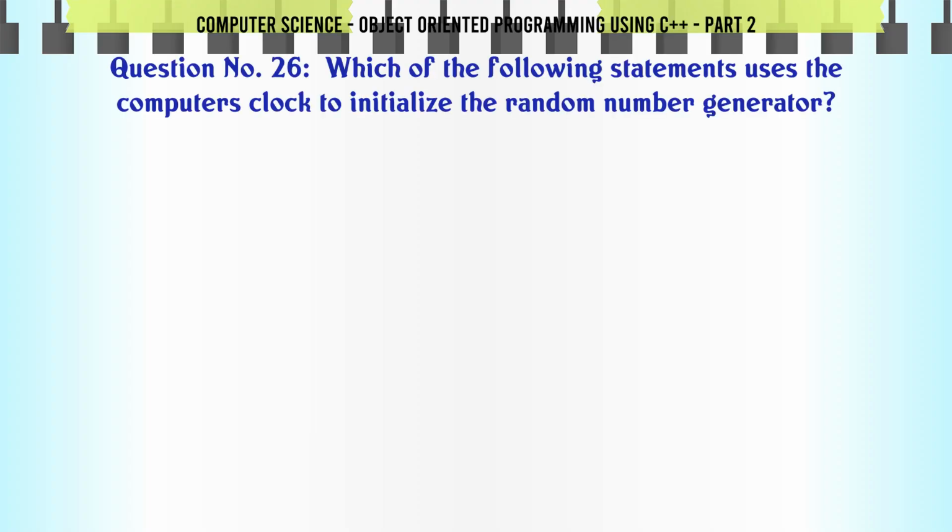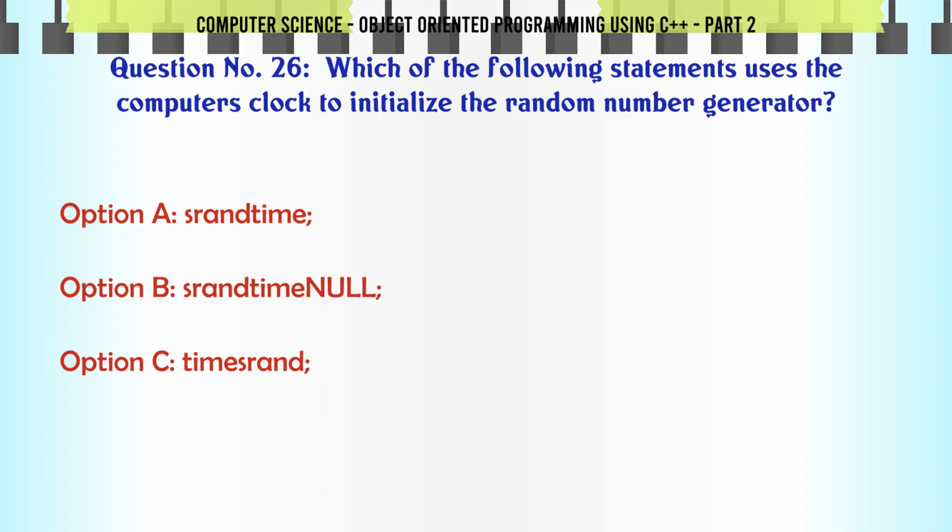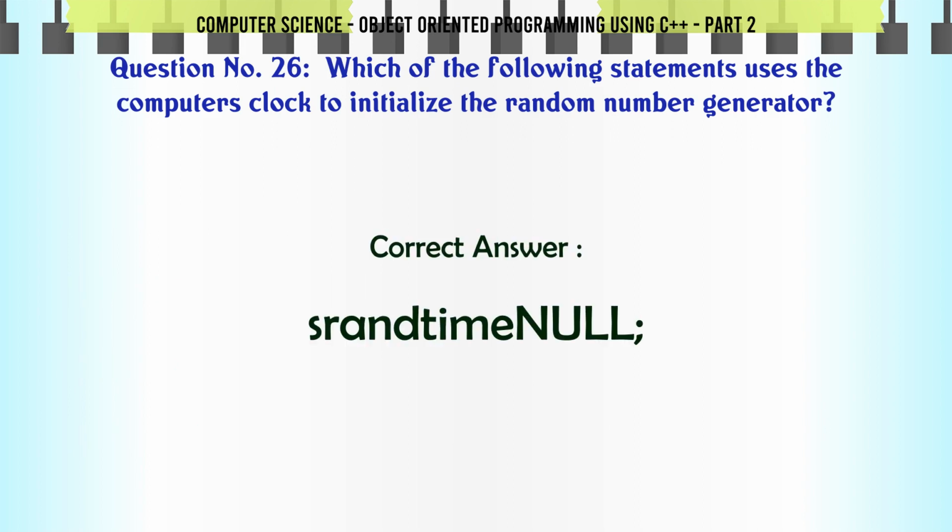Which of the following statements uses the computer's clock to initialize the random number generator? A. Runtime. B. Runtime NULL. C. Time Serand. D. Time Serand NULL. The correct answer is Runtime NULL.